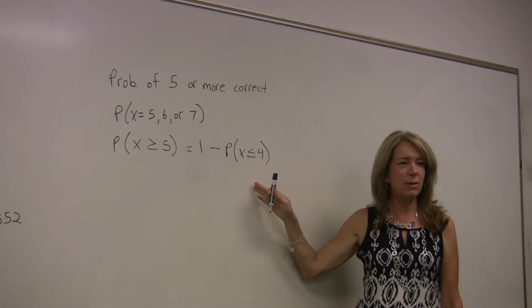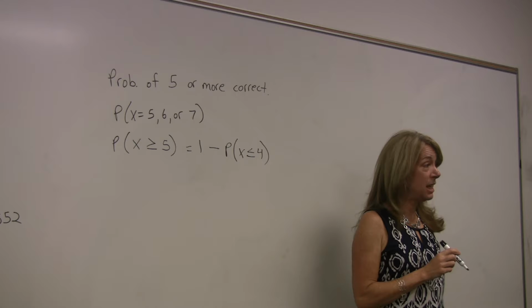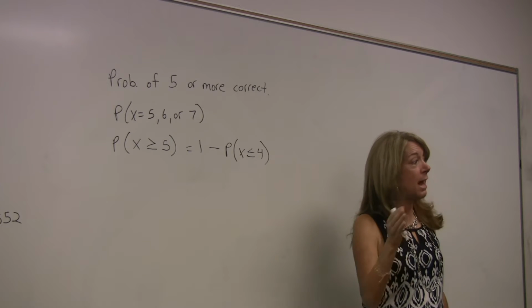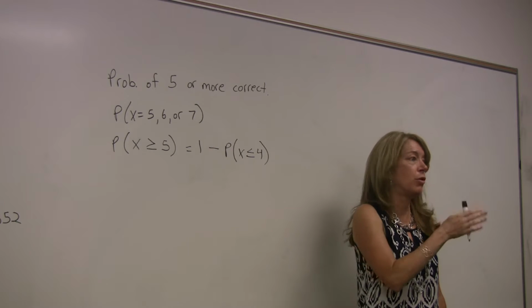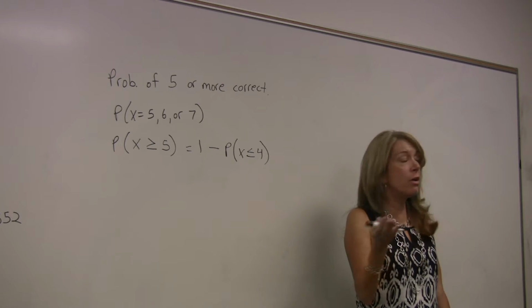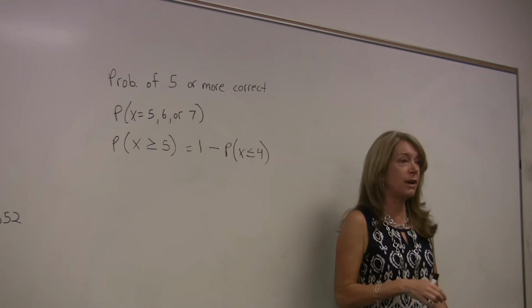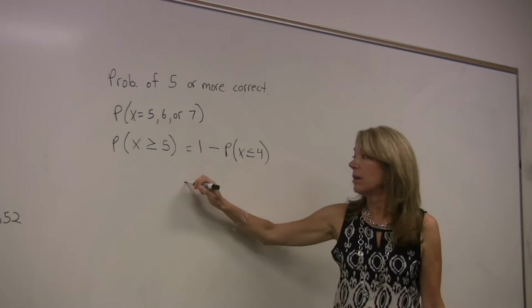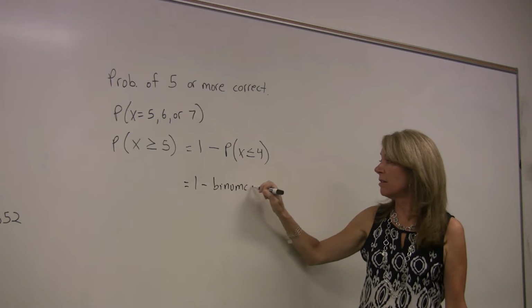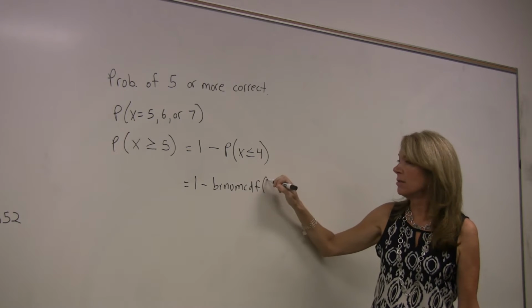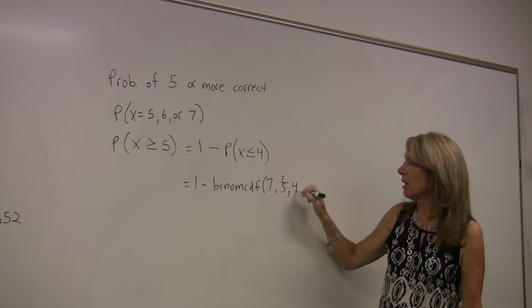Someone want to ask me why I'm doing the complement? So binomial CDF is always that number or less, always. And so the calculator does not have something for that number or more, it just doesn't. But we know how to do complements, so we can just find the lower ones and then take the opposite and find the higher ones. So I would do 1 minus and I would do binomial CDF here. 7 questions, 1/5, and 4.